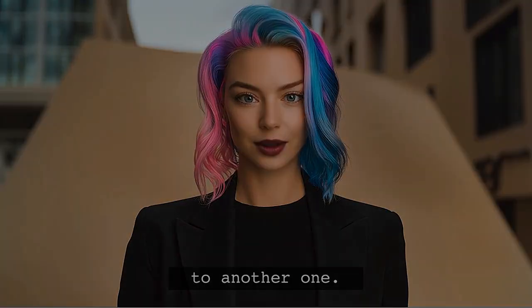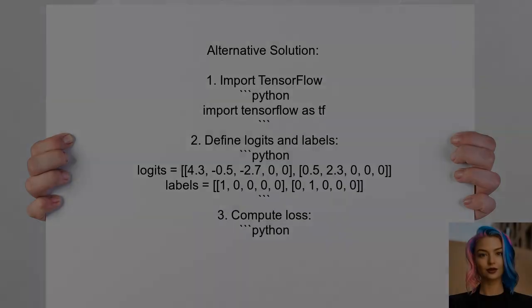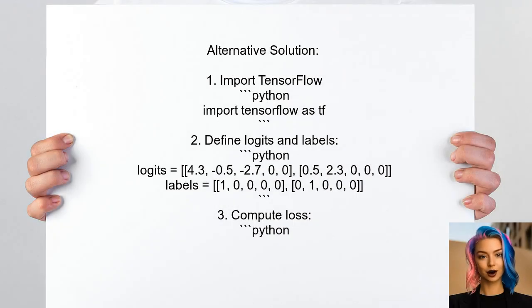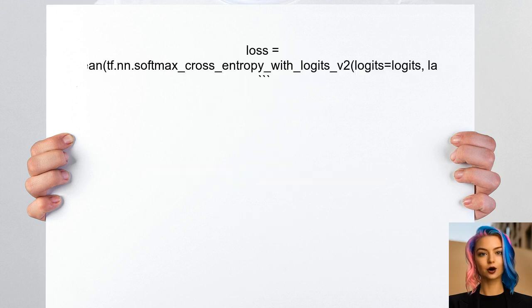Let's move on to another one. An alternative solution provided by a user involves using TensorFlow to compute the cross-entropy loss. They suggest importing TensorFlow and defining your logits and labels as shown. Then you can calculate the loss using the softmax cross-entropy function, which effectively handles the masked values.